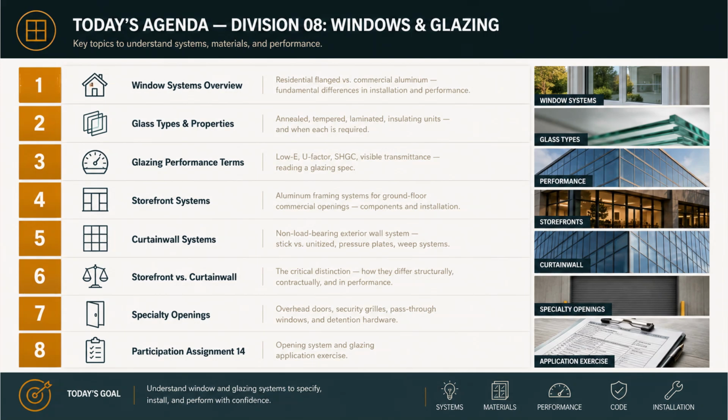The goal for today, stated at the bottom: understand window and glazing systems well enough to specify, install, and perform with confidence. The four lenses along the bottom: systems, materials, performance, code and installation, are the angles we'll keep coming back to. Glass isn't just glass. Every choice is driven by one of those.